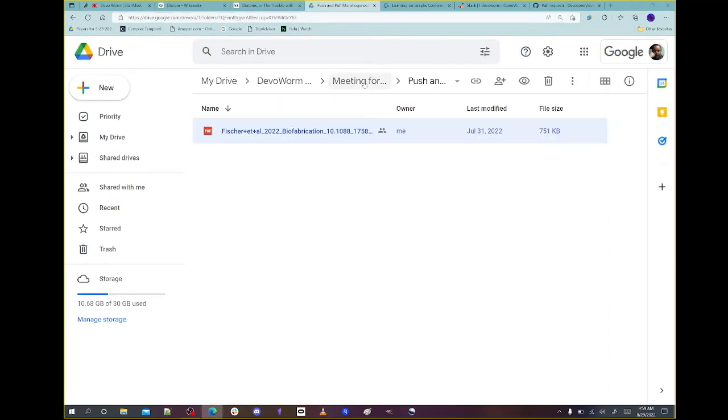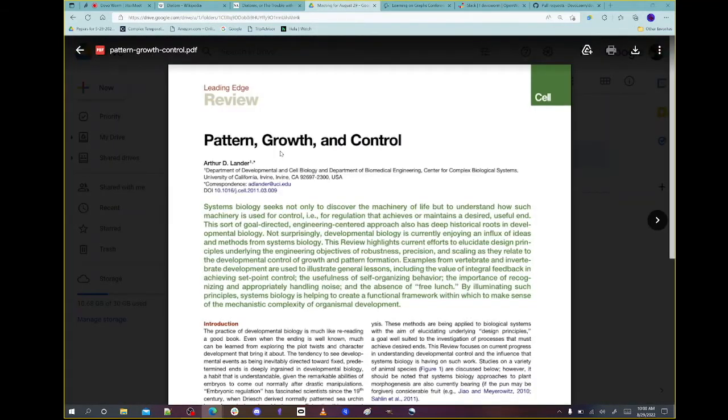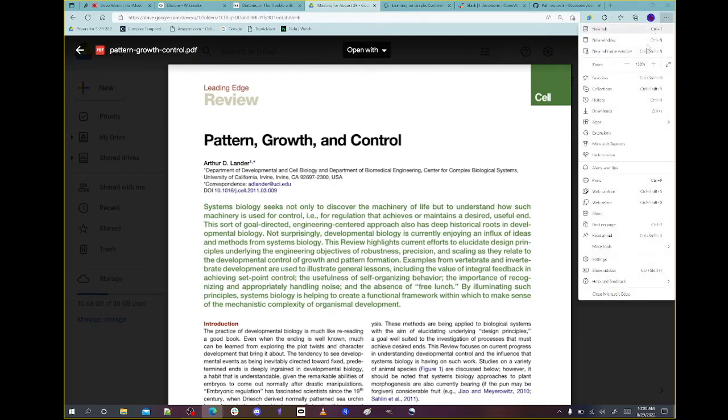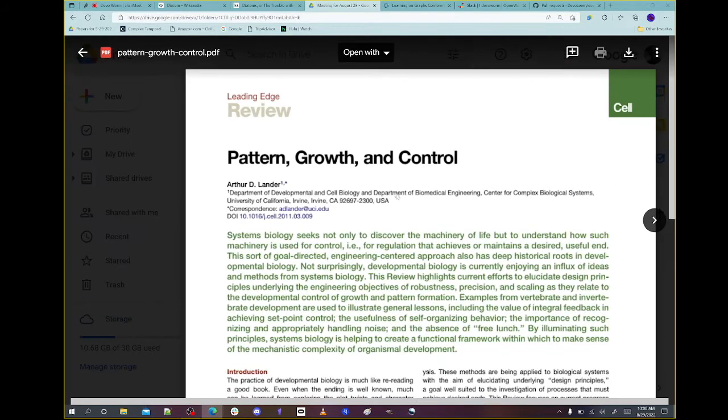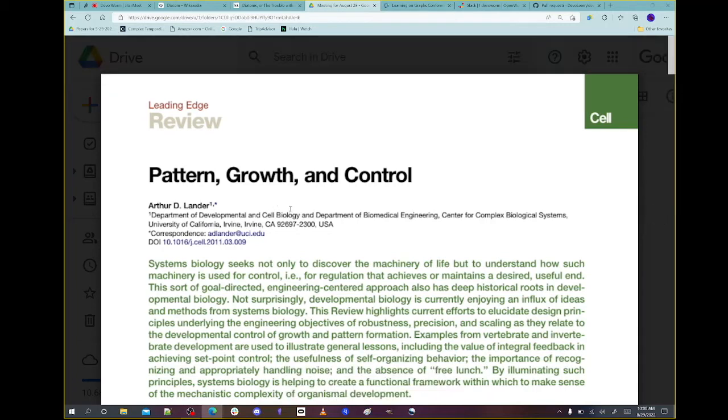Yeah. So the next paper I wanted to talk about is this paper here. This is "Pattern Growth and Control." This is a review paper, so this is something that is maybe a little more directly related to some of the things that we were talking about with this other form of morphogenesis.